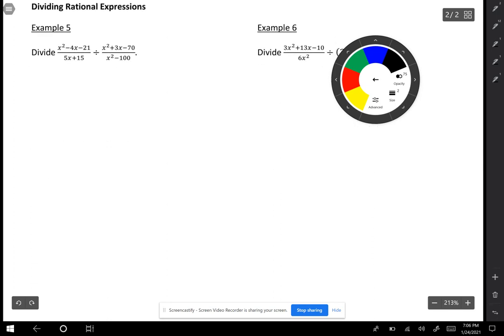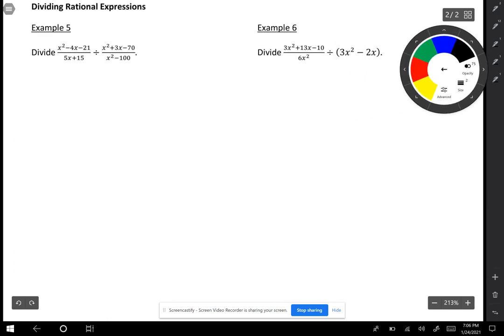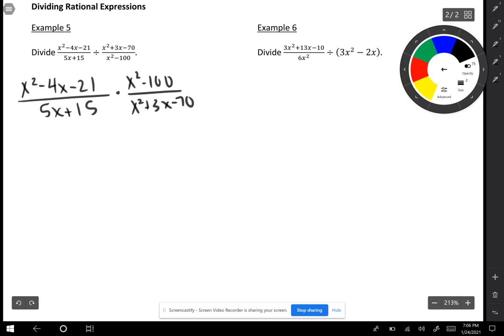Next, we're going to go ahead and look at dividing rational expressions. So for this first one, x squared minus 4x minus 21 over 5x plus 15 divided by x squared plus 3x minus 70 over x squared minus 100. So the first thing I'm going to do is to divide fractions. You multiply by the reciprocal of the second fraction. So instead, I'm going to write it as x squared minus 4x minus 21 over 5x plus 15 times x squared minus 100 over x squared plus 3x minus 70.